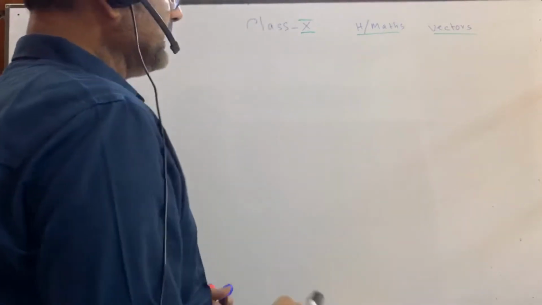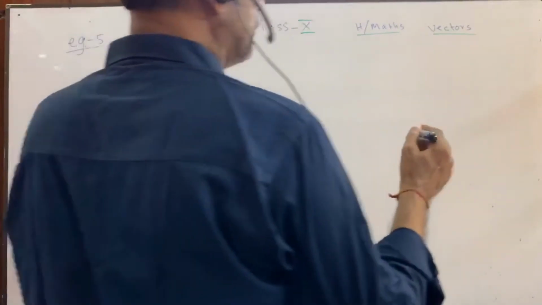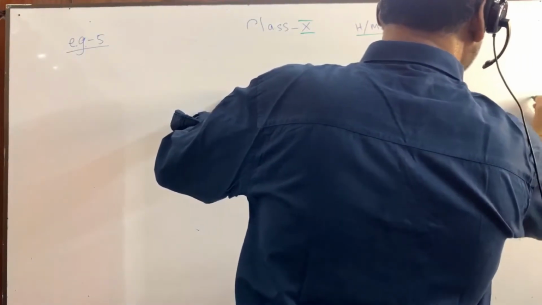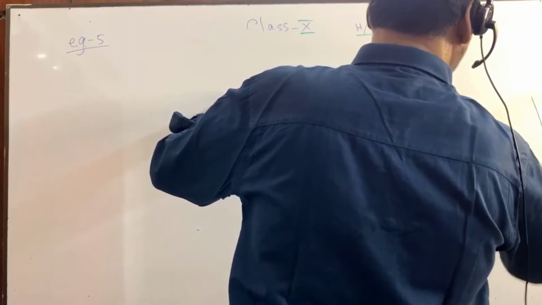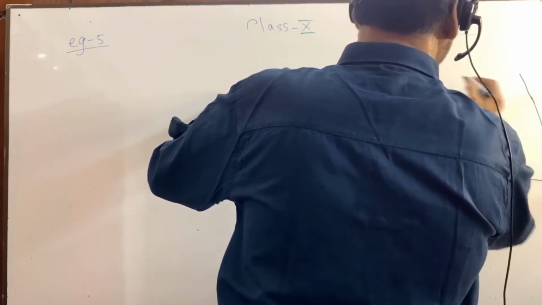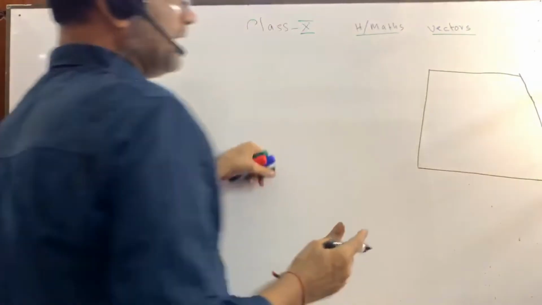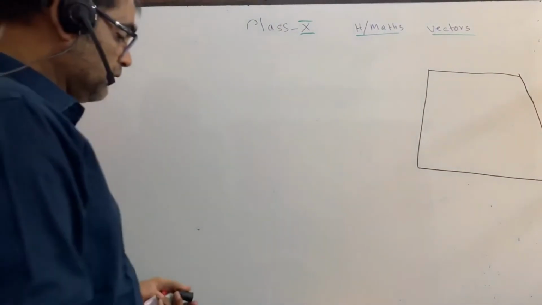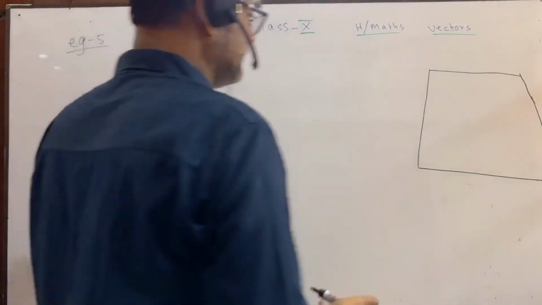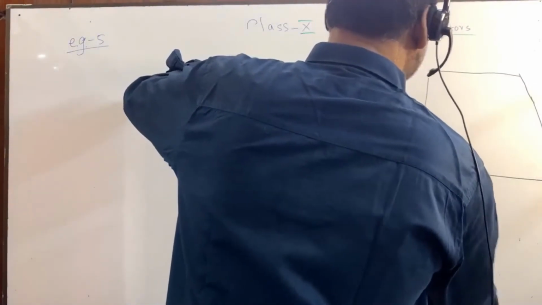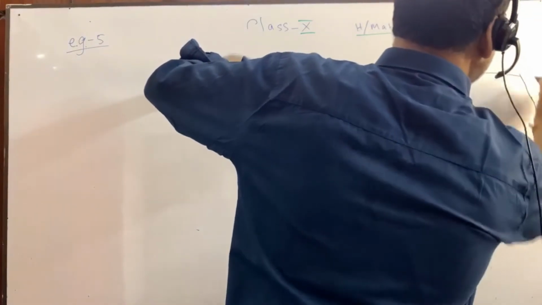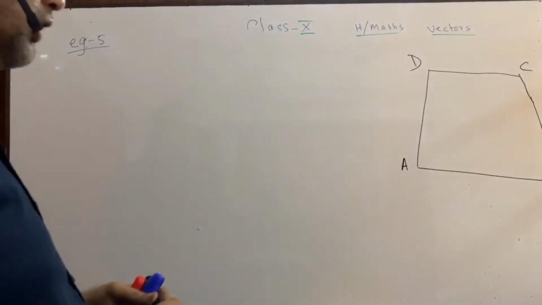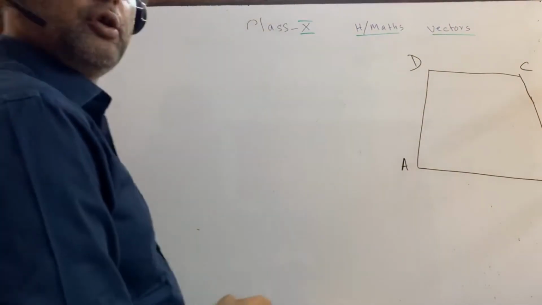Any quadrilateral is to be drawn, without any measurement. You take any quadrilateral without any measurement. Suppose it is A, it is B, it is C, it is D. A quadrilateral ABCD has been considered.